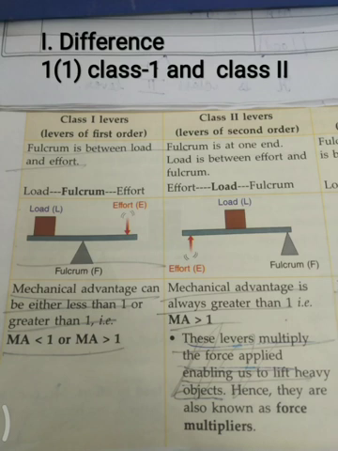I part. Differentiate between the following. First, class 1 and class 2 levers. Class 1 lever, fulcrum is between load and effort. Diagram you will draw. Then second point, mechanical advantage can be either less than 1 or greater than 1. Class 2 lever, fulcrum is at one end, load is between effort and fulcrum. Mechanical advantage is always greater than 1. These levers multiply the force applied, enabling us to lift heavy object. Hence, they are known as force multiplier.